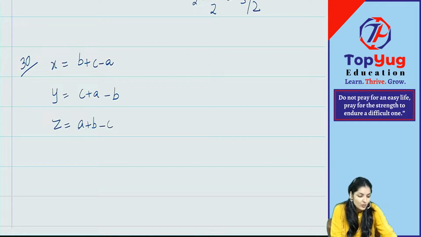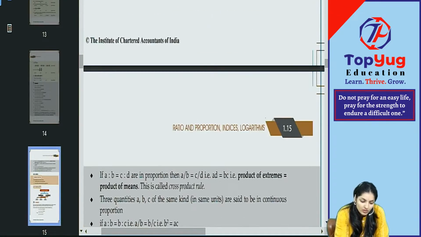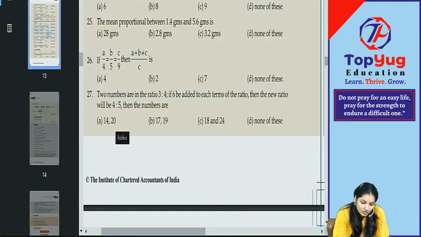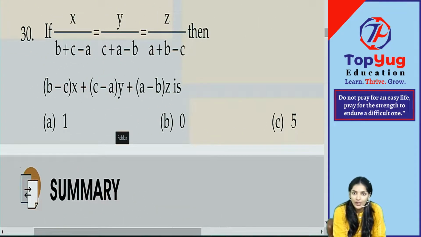Can you see the question over there? It is b minus c into x. So whatever value you got of x, substitute. Whatever value you got of y, substitute. Whatever value you got of z, substitute. So I will do this one. You have a look and then you copy it. Those who know can do it. Those who don't know can just have a look.